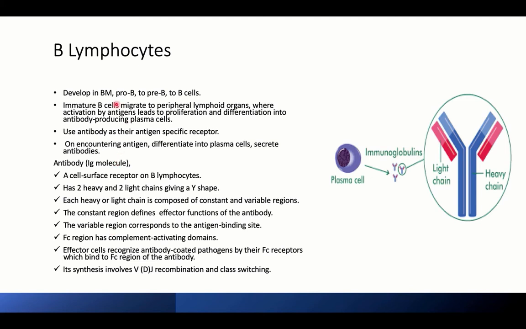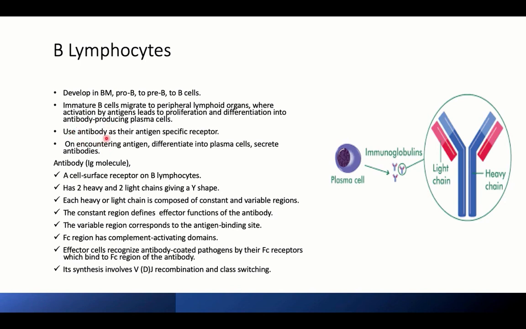B lymphocytes also originate in bone marrow through different stages, from pro-B to pre-B to mature B cells. These B cells migrate to peripheral lymphoid organs, lymph nodes, gut-associated lymphoid tissue in the airway, and spleen, where they are activated by antigens, leading to proliferation and differentiation into plasma cells, that is, antibody-producing cells.